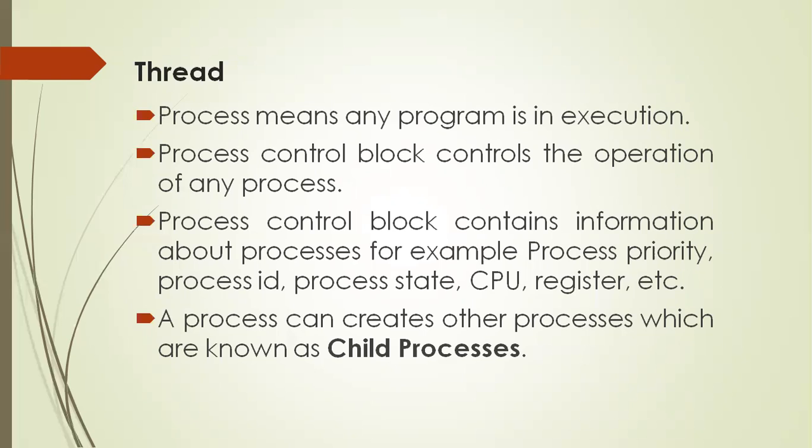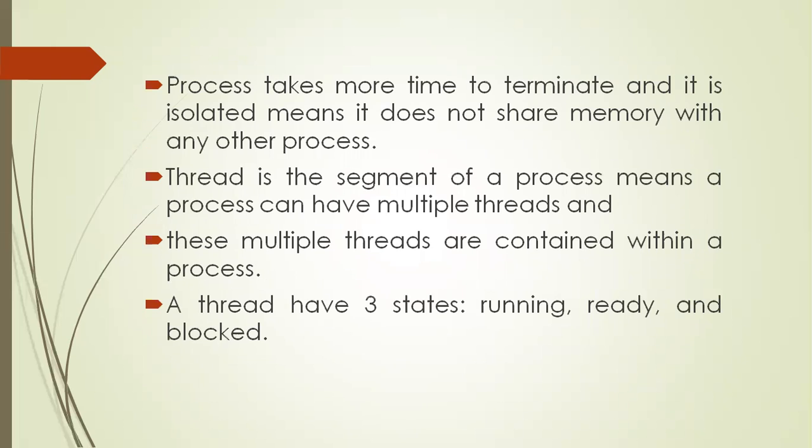A process can create other processes. A process P1 can create P2. P2 can create P3, and so on. Then each process created by the main process, we call it a child process. A process takes more time to terminate because a process is a huge unit of task. That's the reason a process is divided into smaller pieces. Each unit, we call it a thread. Hence, a thread is a segment of a process, and a single process can have multiple threads.